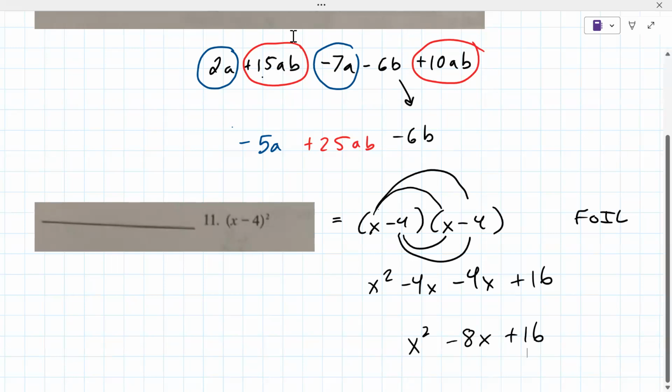Is that okay? All right. So now we're moving on to number 12.